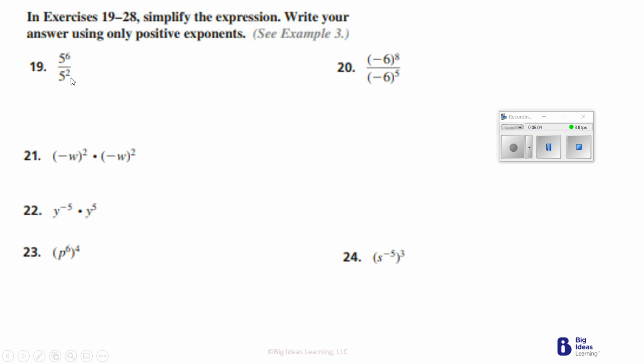My base is the same, so I'm allowed to go ahead and move my smaller exponent to the other. So this is like saying -2, -2. This is going to give me 5 to the 4th power over 1, because 5 to the 0th power would be 1. 5 to the 4th power, I think it's going to give me 625. I'm going to double check that.